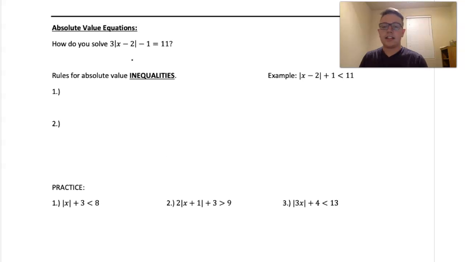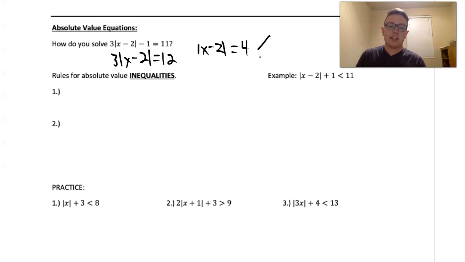On to our last part of this lesson, which is honestly the weirdest part of this lesson. We're dealing with absolute value equations. So we dealt with this yesterday, but how do we solve 3 absolute value of x minus 2, minus 1 is equal to 11? Well, to start, we get everything away from the absolute value, so we add 1. We get 3 absolute value of x minus 2 is equal to 12. We continue to get the absolute value by itself, so we divide by 3, get x minus 2 is equal to 4.